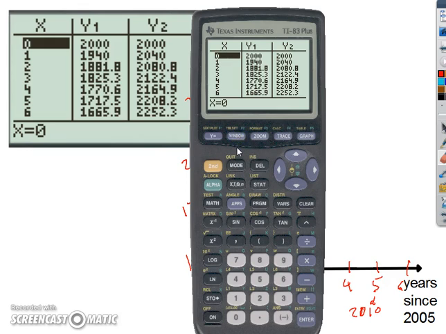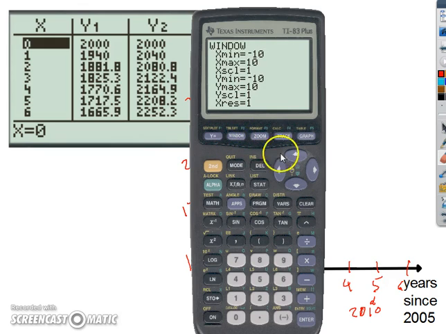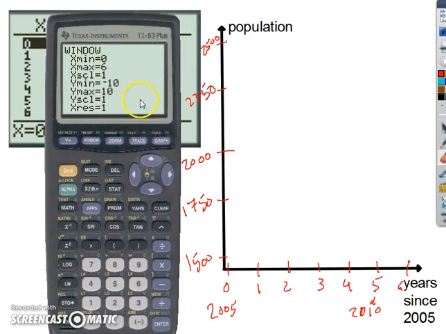So first I'm going to set my window to something that makes sense. We're starting at 0 and going up to 6, counting by ones. I'm setting up my calculator to start at 0 and go up to 6, counting by ones. And then the minimum is 1,500. So 1,500 is the smallest number that I want to bother with, and 2,500 is what it goes up to. And I'm counting here by 250.